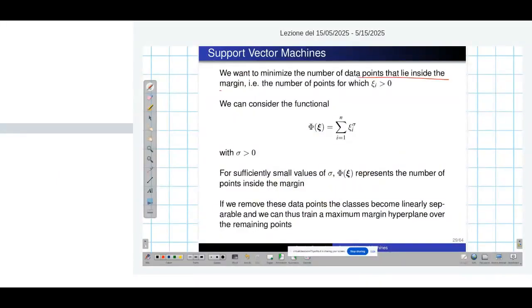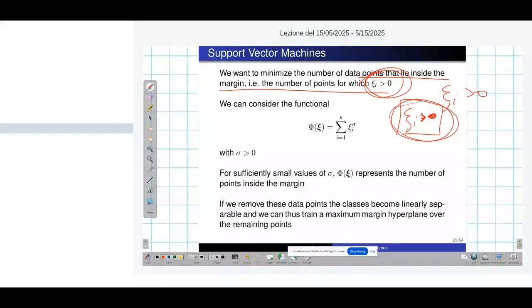We want to minimize the number of points that are inside the margin. So we want to minimize the points for which we need to ask ki to be greater than 0 to be able to still satisfy the corresponding constraint. Remember that if we could satisfy all constraints with ki equal to 0, that means the classes can be linearly separated. They can't, so some ki will need to be greater than 0. We want to minimize the samples for which this happens.